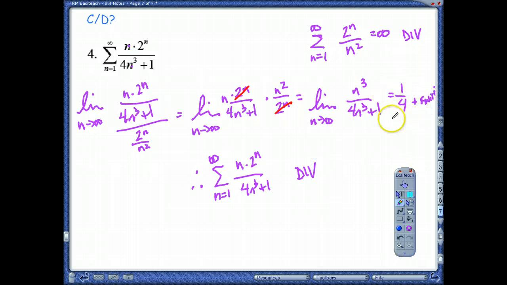Remember, this doesn't tell you it converges to 1/4. This tells us that your a sub n is going to do the same thing as your b sub n. So if he diverges, you diverge.